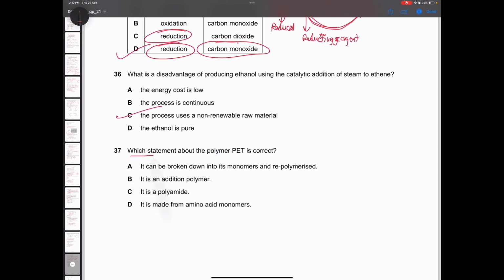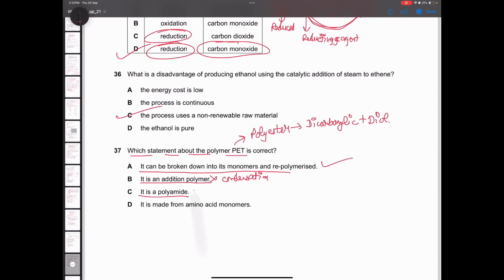Which statement about polymer PET is correct? PET is a polyester, and polyester is made from dicarboxylic acid and diol. It can be broken down into its monomers. Yes, this is correct. It is an addition polymer? No. It is a condensation polymer. It is polyamide? No. It is a polyester. It is made from amino acid monomers? No. It is made from dicarboxylic acid and diol. Incorrect. Statement A is the correct one. Option A is the correct answer.